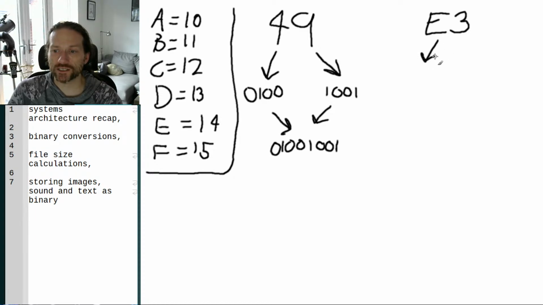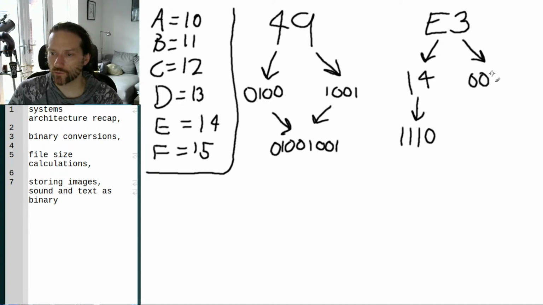Same deal applies. You split those digits apart. Now in this instance, we've got an E. We have to know what that is in denary before we can do the conversion. So E, looking up in my little table, E is equal to 14. Now we can convert that 14 to a 4-bit binary number, and we end up with, what have we got? 8, 9, 10, 11, 12, 13, 14. There we go. 1110. And then the 3, we don't need to convert that to anything other than the 4-bit binary, so we end up with 0, 0, 1, 1.